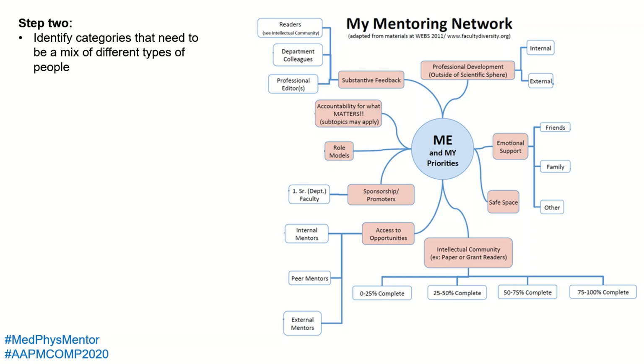Next, you should identify the type of mentors within each category that you need. For example, you might want help accessing opportunities at your institution, at a different institution if you're changing jobs, or in a professional society such as AAPM or COMP. These opportunities could be relayed to you by internal mentors, peer mentors, or external mentors, and therefore mentors in each category is critical.